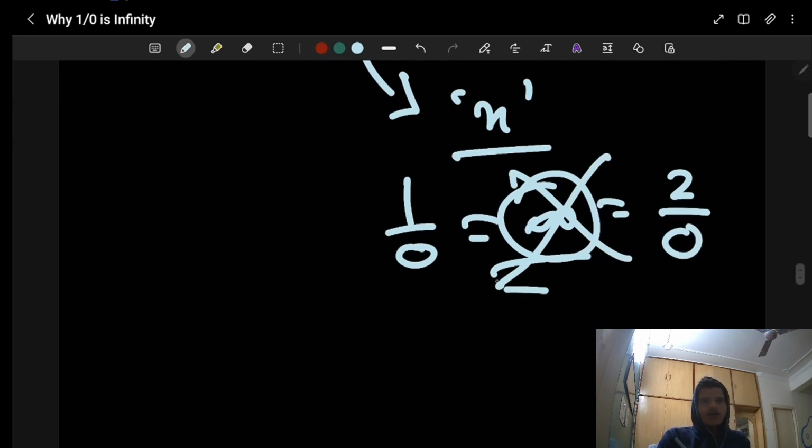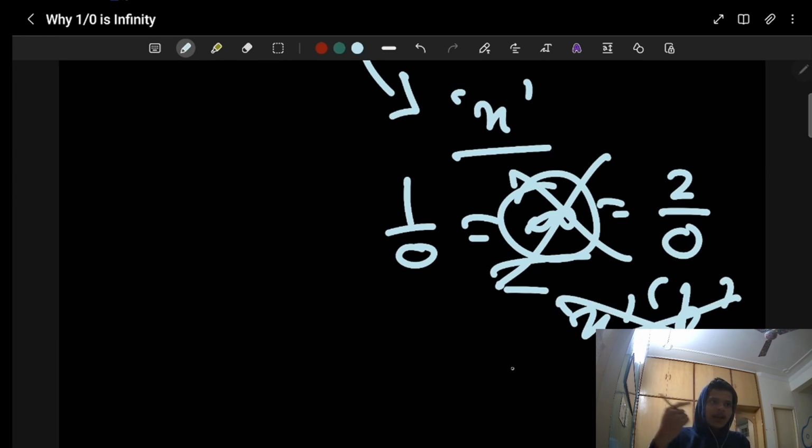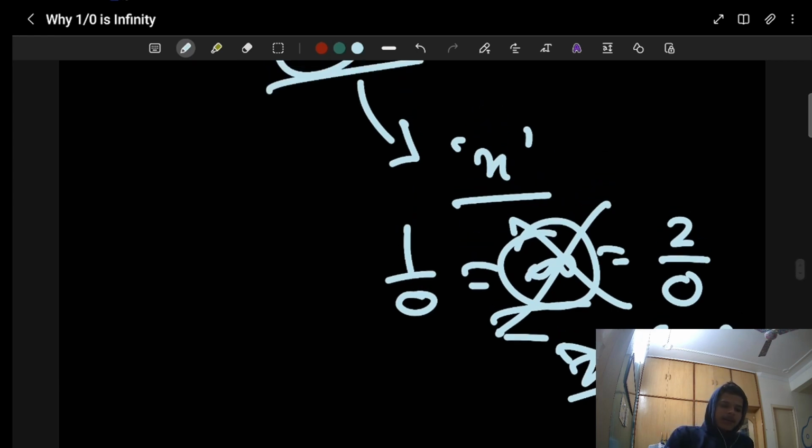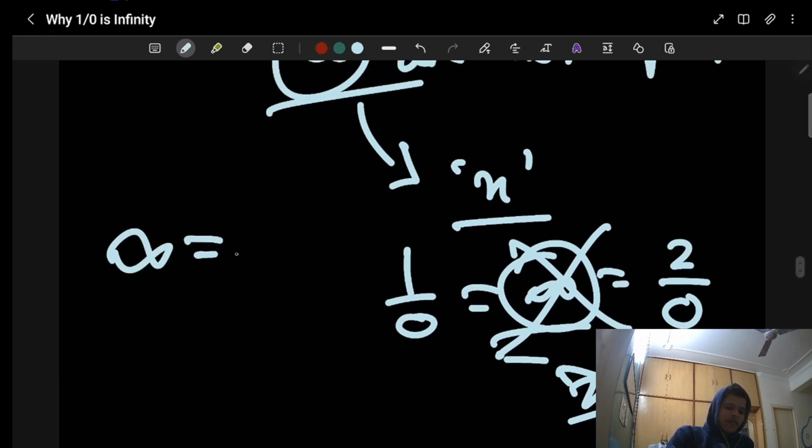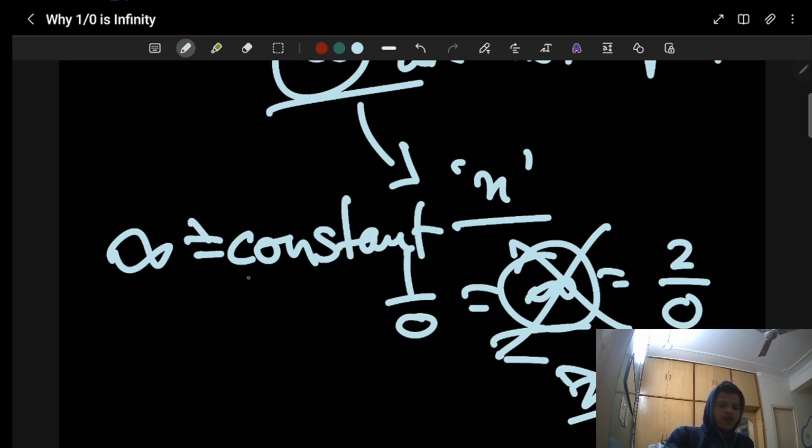Infinity is not a constant here like x or k. That's not how infinity works, right? Infinity is a very, very gray sort of area, which I've tried to define in my previous video as well, using the infinity plane. But basically what I mean to say here is that infinity cannot be expressed as a constant. Infinity is not a constant, right?